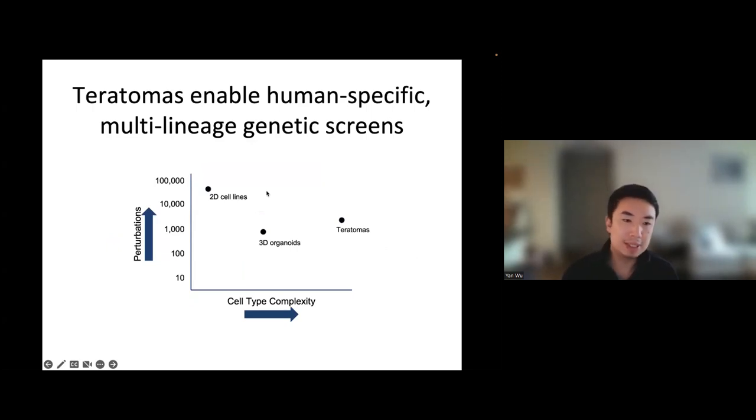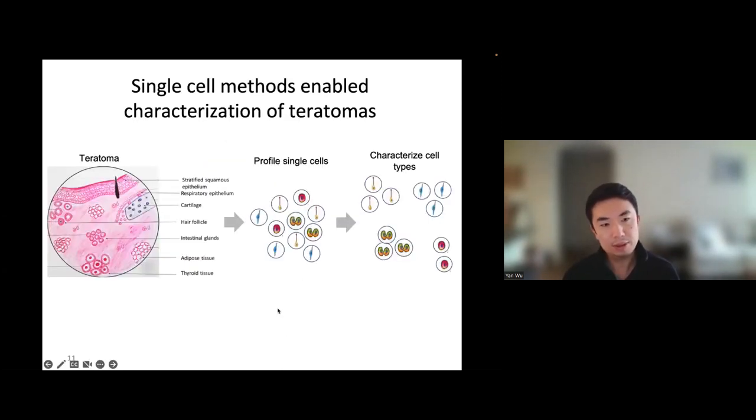Another advantage of teratomas is because they can model multiple cell types and cell lineages, they enable multi-lineage human-specific genetic screens. They enable us to do perturbations at a large scale across multiple cell types and across multiple tissue types as well. Now, the teratoma was very difficult to characterize because everything was in this semi-organized state, until single cell technologies came along, and they really unlocked the ability for us to profile these teratomas and characterize the cell types, by being able to dissect the heterogeneity at throughput.